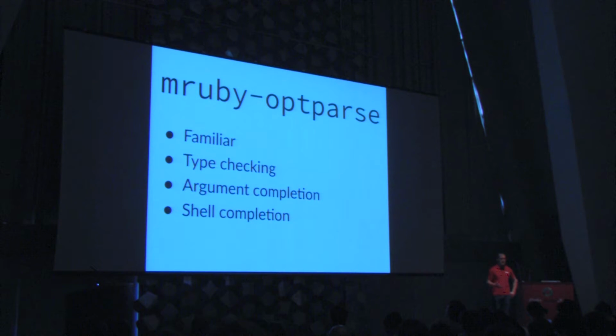So in order to implement this in MRuby, I ported the MRuby opt parse from the CRuby standard library. I chose this because it was familiar to me and to other Rubyists, and it has good documentation. Opt parse also performs automatic type checking and argument completion for you, which means there's less code for me as the implementer to write to check all the arguments by hand. And opt parse even offers shell completion as a standard feature. And all these would make parsing arguments easier and straightforward and would make the tool easier to use.